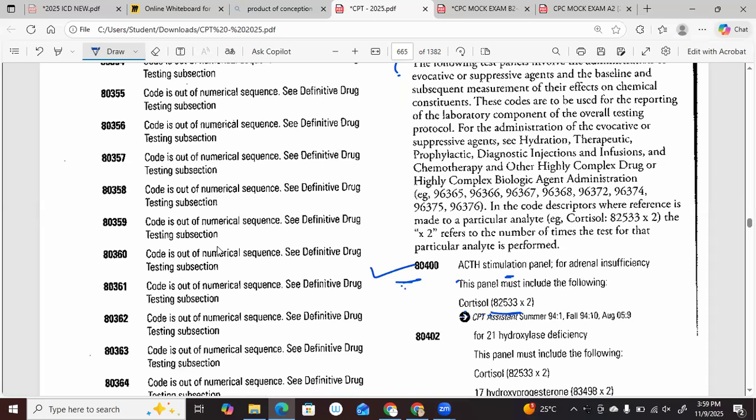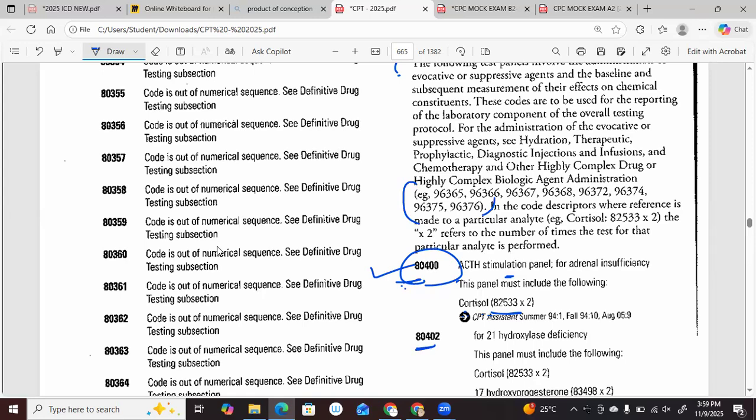What are we going to do? We have to code 80400, the panel only. We are not going to bill the component twice if we have the panel. And the injection or the administration of the agent, we have to code that separately with the injection.